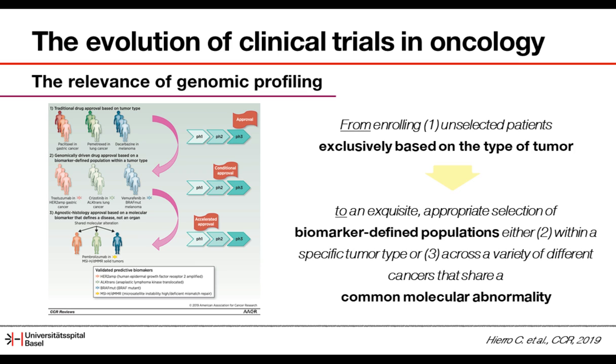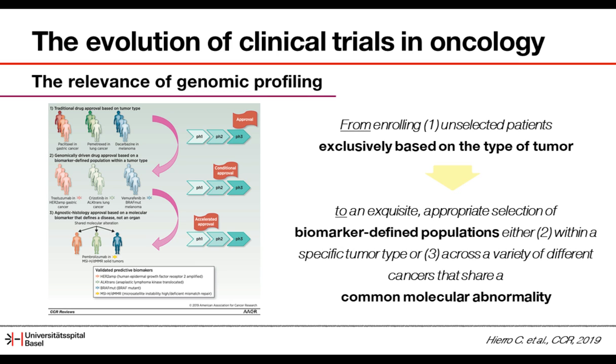this figure. For example, for HER2 amplifications as a biomarker, we have trastuzumab as a drug. For ALK translocations, specifically in lung cancer, we have crizotinib as a drug, and for BRAF mutations in melanoma, we have vemurafenib as a drug.